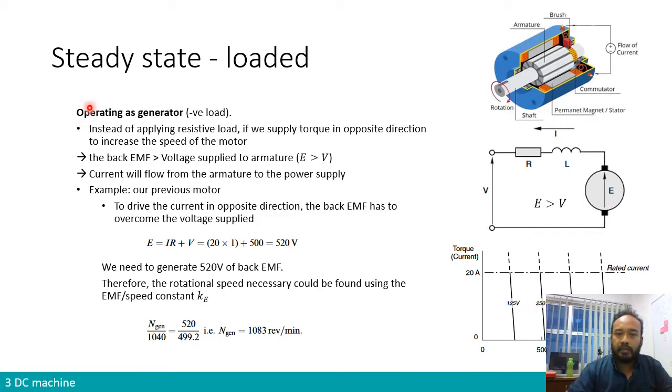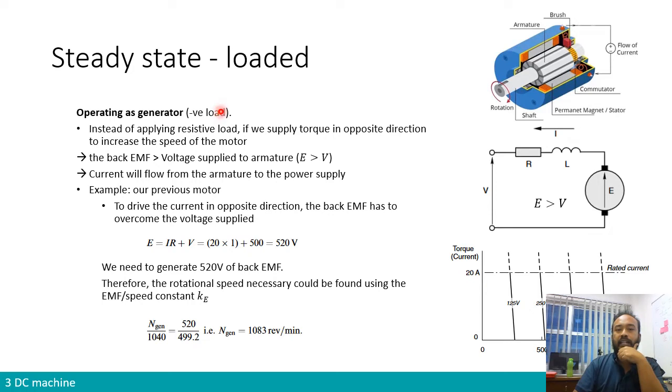There is another interesting point. What we can look at is that the DC machine can also operate as a generator. The load that we were looking at just now was what we call a positive load, right? But we might also have a negative load. What do we mean by negative load?